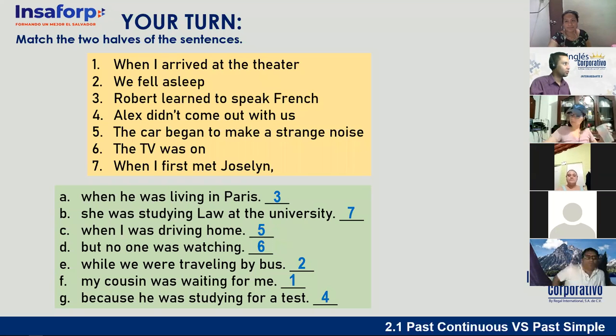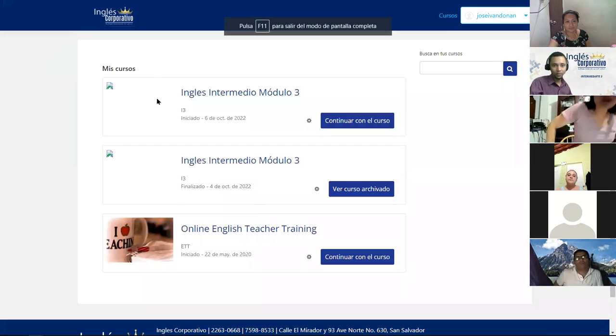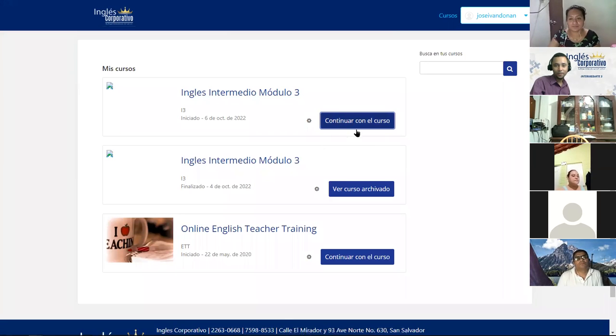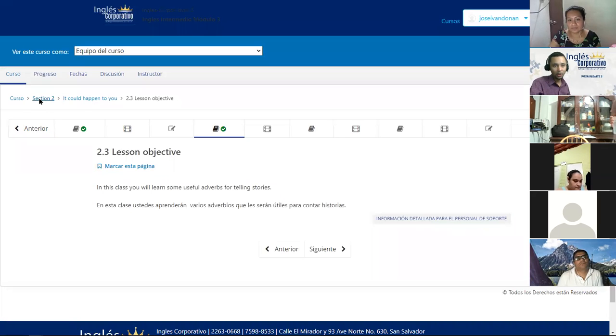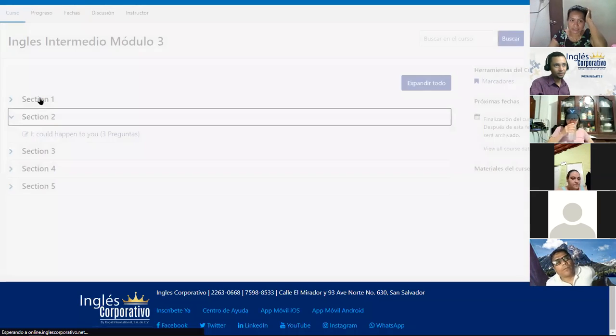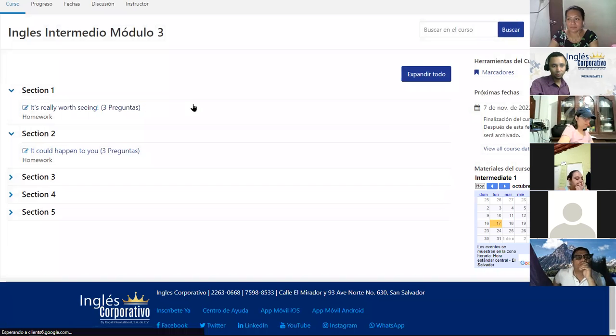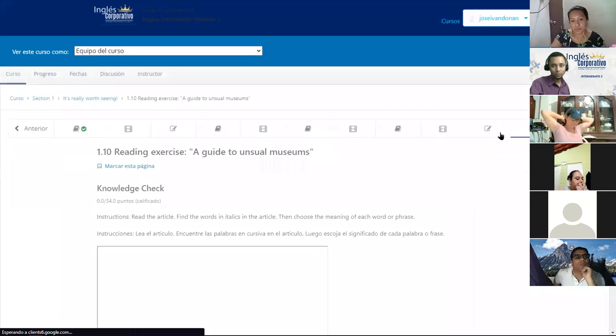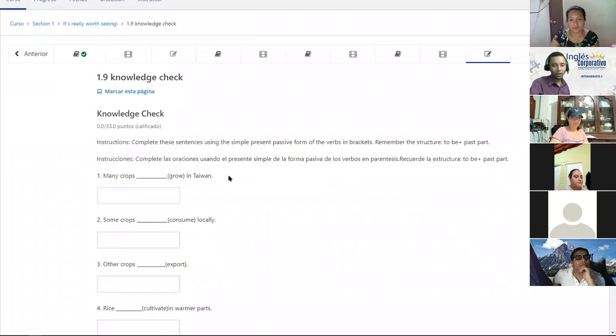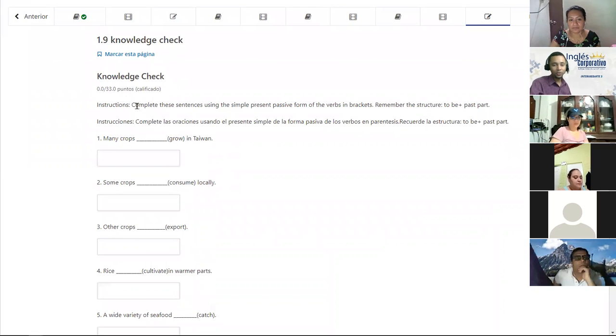Let's see. We'll share the screen here. Just give me a moment while it loads. Okay, it would be section 1, you said. Yes, 1.9. Well, let's see. The knowledge check. Instructions: complete these sentences using the simple present passive form of the verbs in brackets. Remember the structure: be plus the verb in past participle. Okay, it would be many crops. This is the passive voice, right?